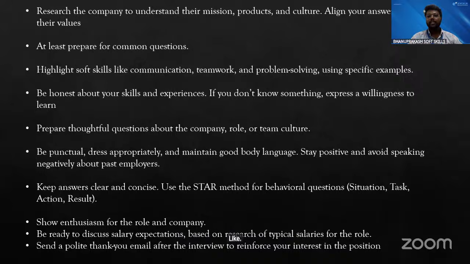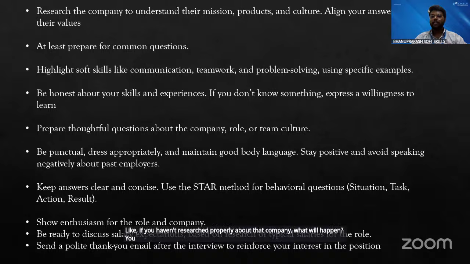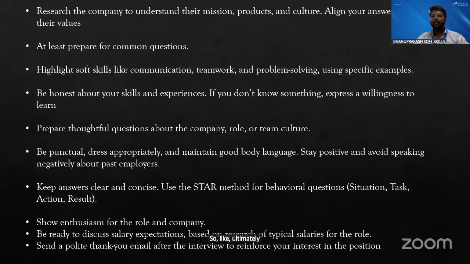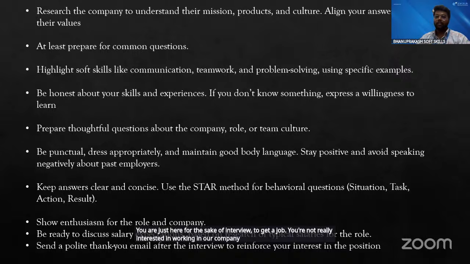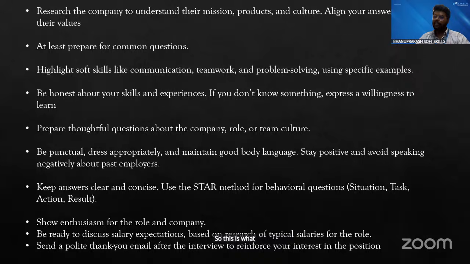If you haven't researched properly about that company, what will happen? You can't answer. Ultimately, they will understand you are just here for the sake of an interview to get a job. You're not really interested in working in our company. This is what they will understand. They just don't want those kinds of persons.